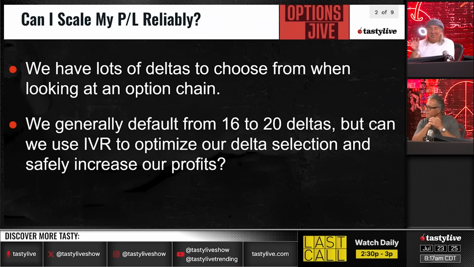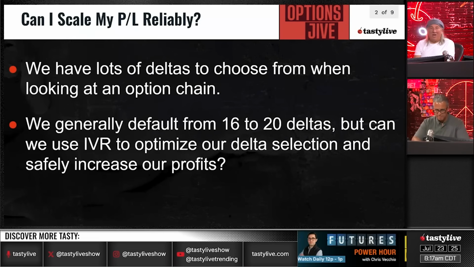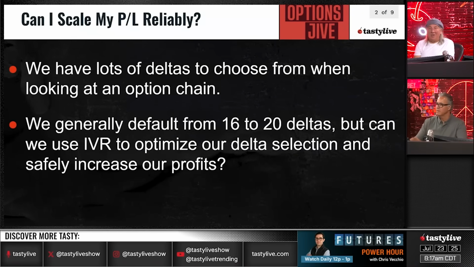And obviously there are other factors like high implied volatility and everything else. We have lots of deltas to choose from when we're looking at an option chain. We generally default to the 16 to 20 deltas. But can we use IVR to optimize our delta selection and safely increase our profits? Sure. When IVR is super high, you can bump up your delta selection. We don't necessarily do that much, but you can. Let's go to the next slide.